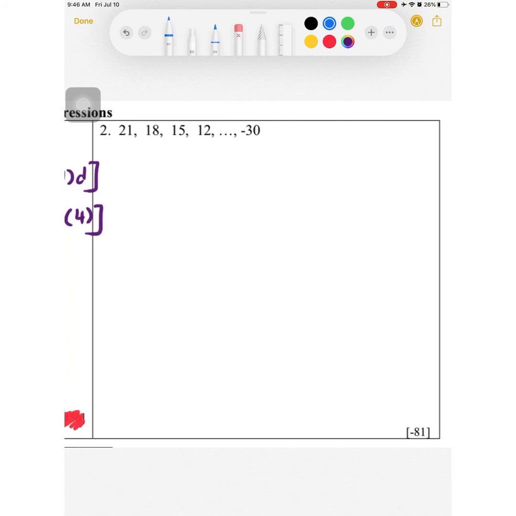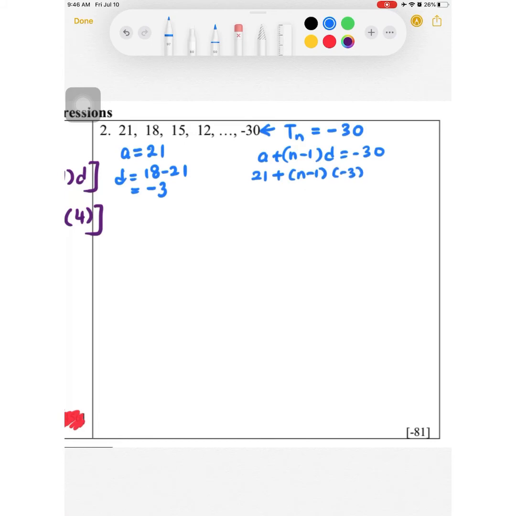Same as before, how do you solve it? a is 21, d is 18 minus 21, which equals negative 3. You have your last term, which is Tn equals negative 30. So by using the formula a plus n minus 1 times d equals negative 30, a is 21 plus n minus 1 times d, which is negative 3, equals negative 30. So you'll get 21 minus 3n plus 3 equals negative 30.